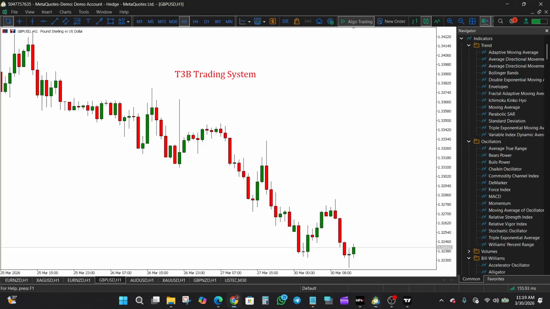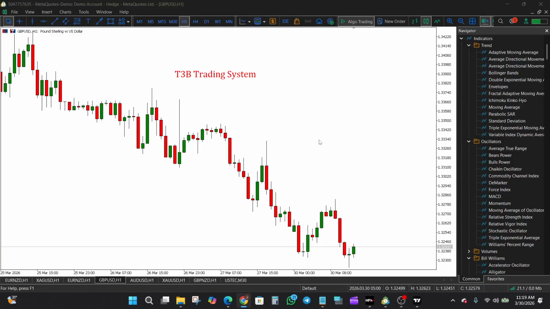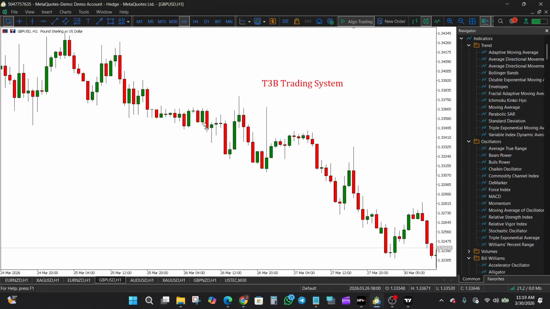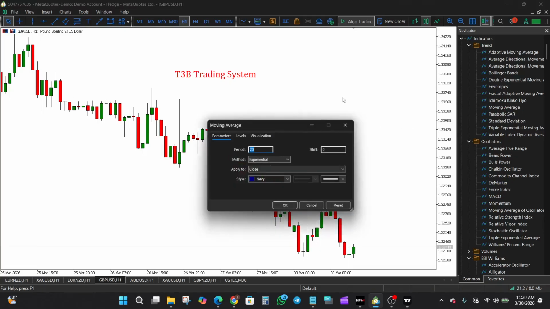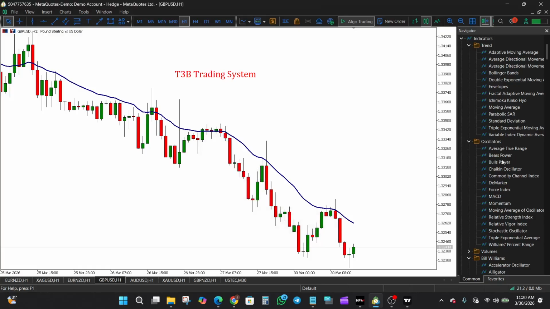Now, the T3B Trading System is a lesser known but structured approach that focuses on trend continuation and breakout opportunities. It is designed to help traders stay aligned with the prevailing market direction while identifying strong entry points. The system often combines moving averages, trend filters, and even momentum indicators.